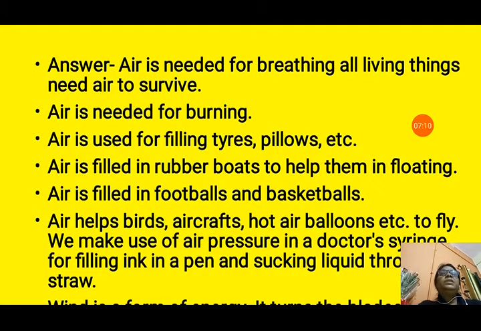Second, air is needed for burning. Without air, anything will not burn. We cannot cook food either. No fuel can be burnt without oxygen.